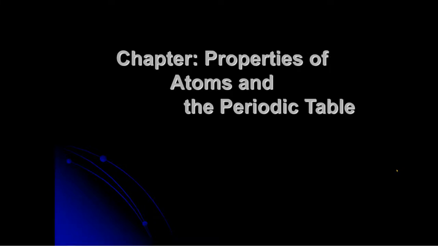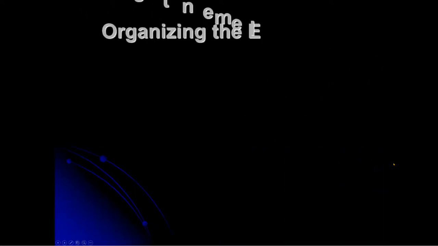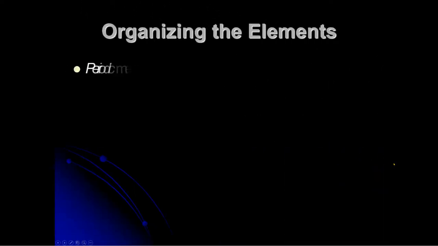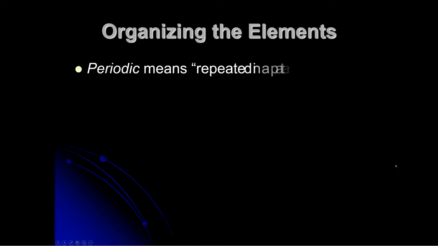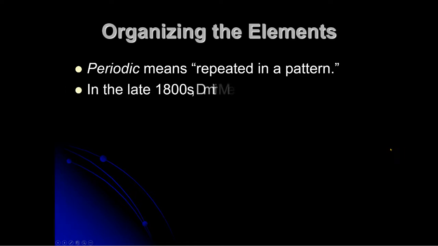Okay, properties of atoms in the periodic table. This is chapter 16, and this is section 3, the periodic table. Organizing the elements. Periodic means repeated in a pattern, okay? And there are patterns to the periodic table that we're going to take a look at.